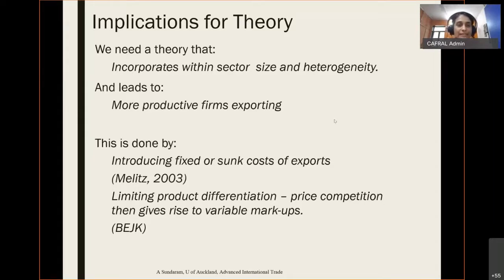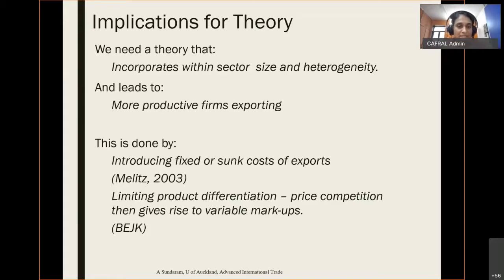So we need a theory. And when I say we need a theory, that's because we see certain patterns in the data and we need a theory that can actually tell us why we see those patterns, right? So we need a theory that can incorporate this within sector heterogeneity. The data tells us that within, say, textiles or within cars, firms are very different. They are heterogeneous. There's a big dispersion in productivity. So we need a theory that incorporates that. We also need a theory that leads to more productive firms exporting. Okay, so that's where the Melitz model comes in.